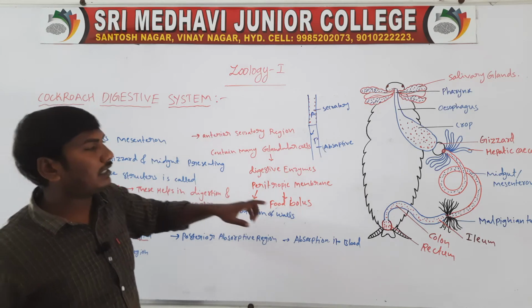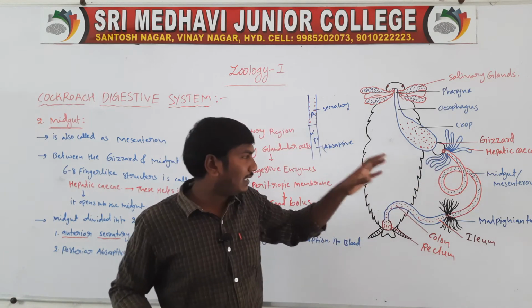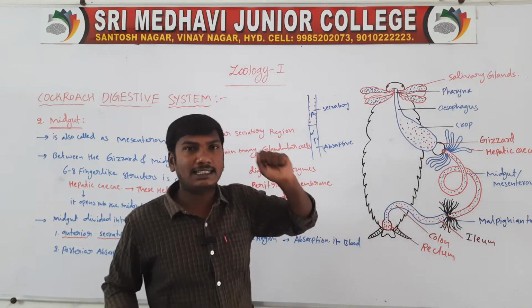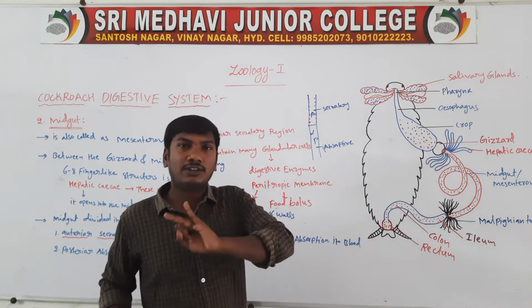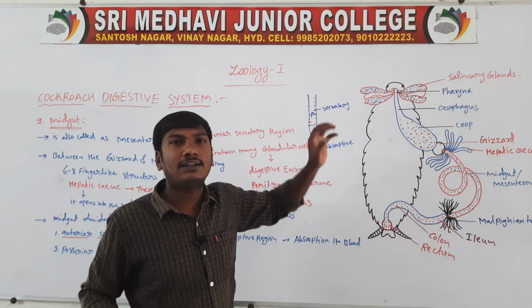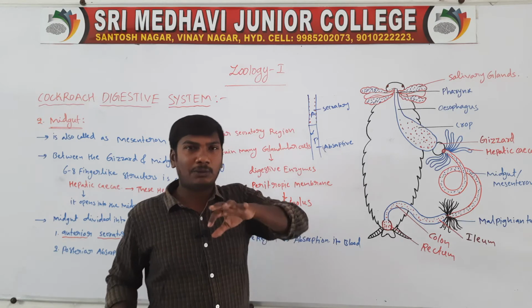Next, the midgut, also called the mesenteron or ventriculus. In this region, there are 6 to 8 finger-like structures which help in digestion and absorption. It contains two regions: the anterior secretory region and the posterior absorptive region. The anterior secretory region has many glandular cells, which release digestive enzymes and the peritrophic membrane.